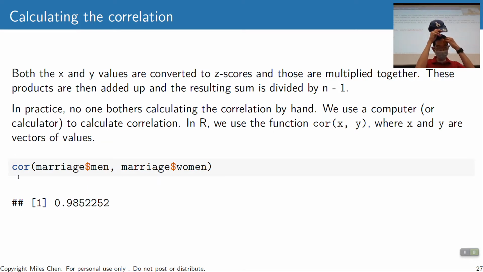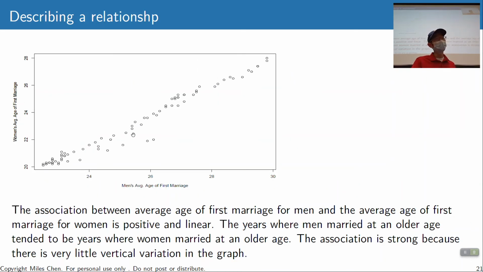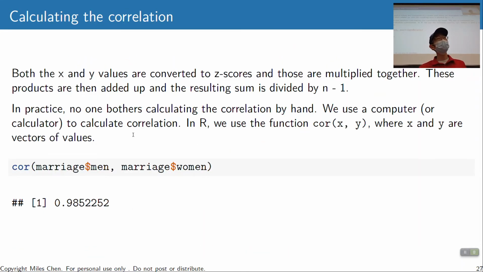So here we're going to go to the marriage data set, ask for the column men. We'll look at the marriage data set, ask for the column women. What's the correlation there? We get a correlation of 0.985, which is very close to 1, indicating we have a very strong correlation. And again, here's the data set where that's a very strong correlation, and it's reflected here. Something very close to 1, 0.985.